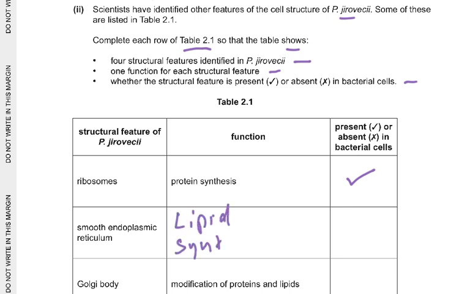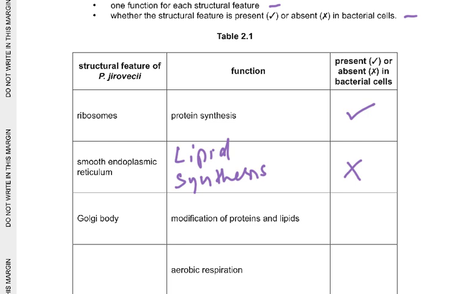It is for lipid synthesis and it is not present in bacteria. Then Golgi body, modification of proteins and lipids, and it is not present in bacteria. Then aerobic respiration is mitochondria. Fungus has mitochondria in it. Fungus is a eukaryote, so mitochondria is present, but bacteria does not have any mitochondria. Please remember that. Some of you keep on forgetting that. Bacteria does not have any mitochondria in it.